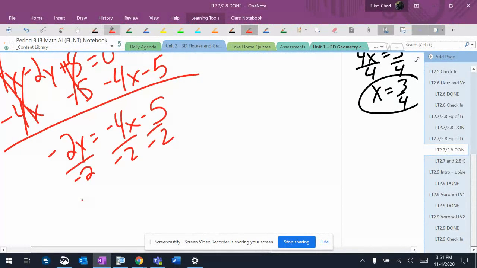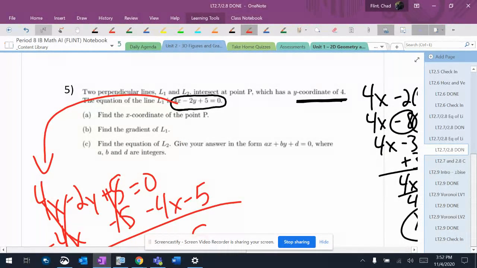And I get y equals negative 4 divided by negative 2 is positive 2x. Negative divided by negative is positive again. I can leave it as 5 halves. I can do 2.5. I probably don't need it for anything, so it more than likely doesn't really matter there. So the slope, again, is the number in front of the x. So the gradient for that other question there, find the gradient of L1, it's 2.